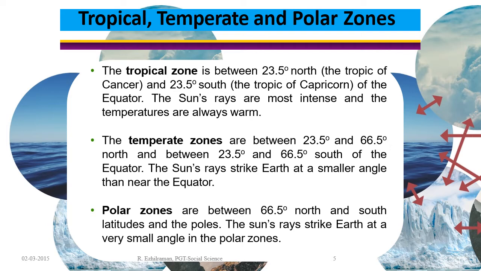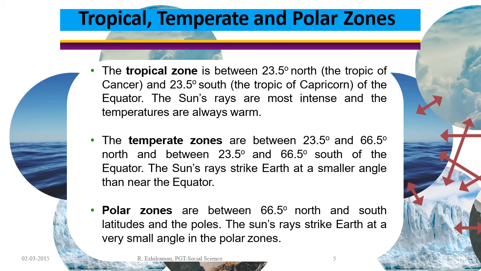Now let's take a quick look at what are these kind of zones that we are talking about. The tropical zone is between 23.5 degrees north and 23.5 degrees south of the equator. And the sun's rays are most intense and the temperatures are always warm there. The temperate zones are between 23.5 degrees to 66.5 degrees north and the same degrees south of the equator.